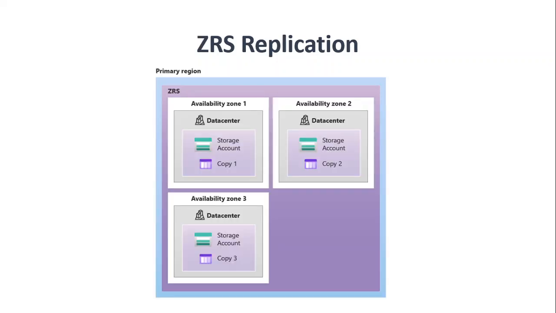In zone redundant storage replication, three copies are created synchronously in availability zones, and if a data center goes down, our storage account will still be there because other data centers are working. This is also for applications which are specific to a region. If one data center goes down, we will still be able to access it through the other zone, but if the whole region goes down, then we won't be able to access the storage account.